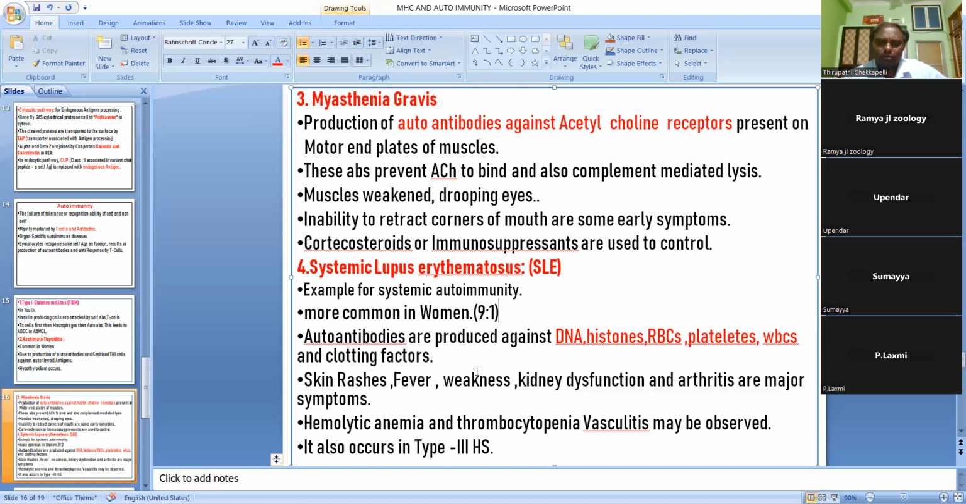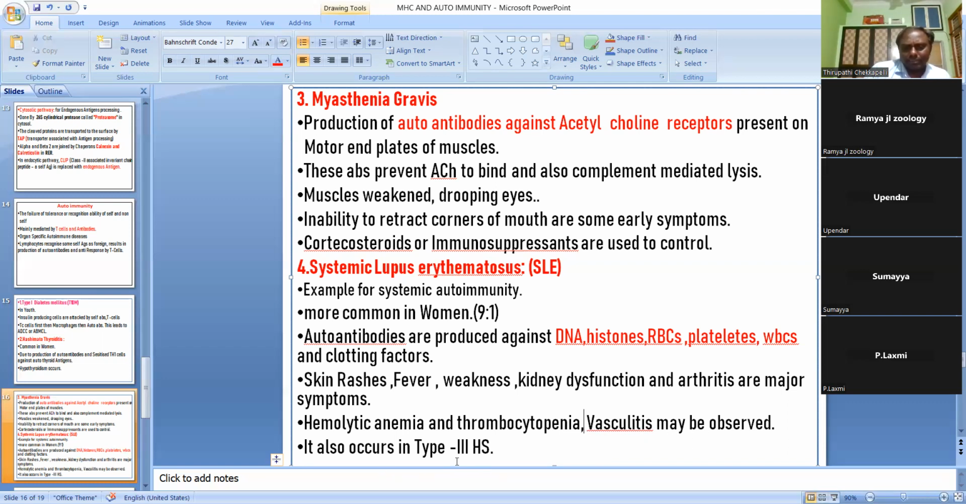Okay, so antibodies are produced, our cell mediated immune cells reach there. They will kill, they will eat. They will damage our own blood cells and the blood vessels or capillaries. So due to that, skin rashes, fever, weakness, kidney dysfunction, and arthritis are major symptoms of this systemic lupus erythematosus. Hemolytic anemia, thrombocytopenia, vasculitis. Vasculitis means damage of blood vessels may be observed.